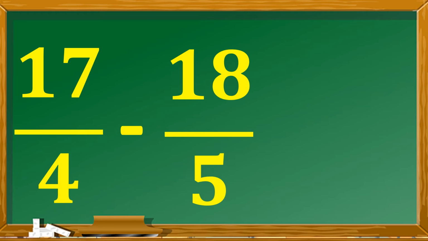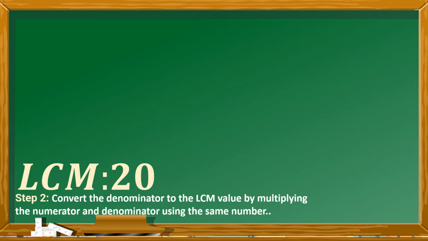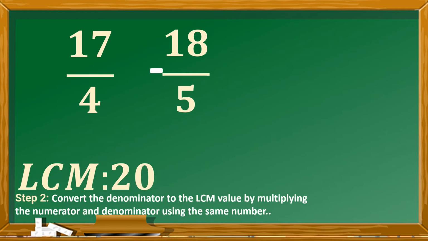So, 17/4 minus 18/5. At kung makikita ninyo, these two fractions are dissimilar. So, rule on subtracting dissimilar fractions. We have to get first the LCM of the denominators 4 and 5, which is 20. So, for step number 2, we have to convert the denominator to the LCM value by multiplying the numerator and denominator using the same number, like this.